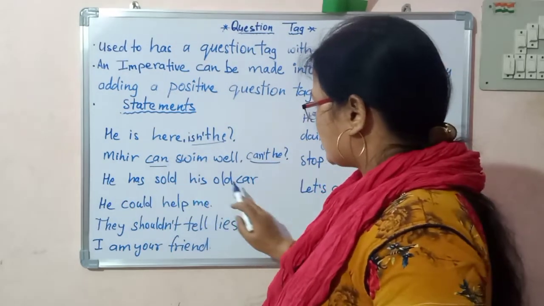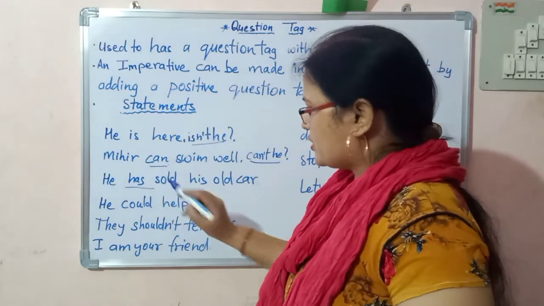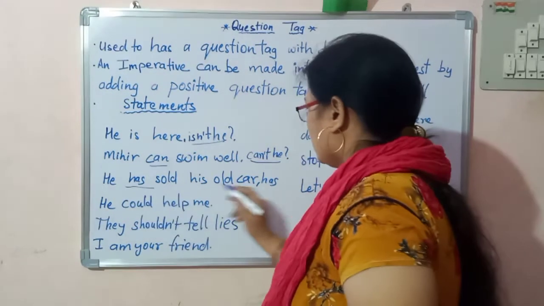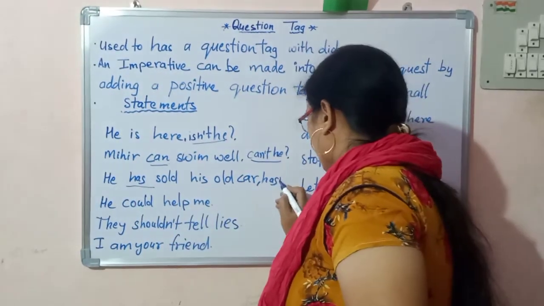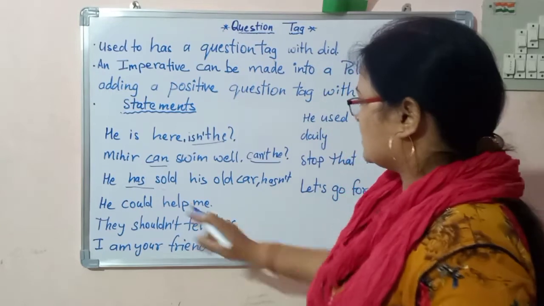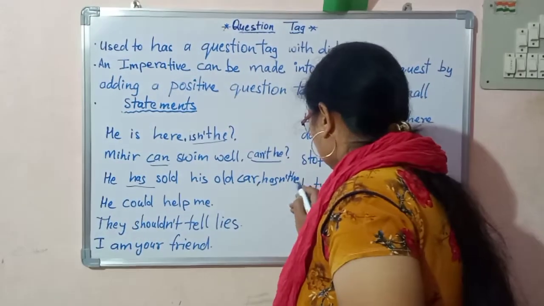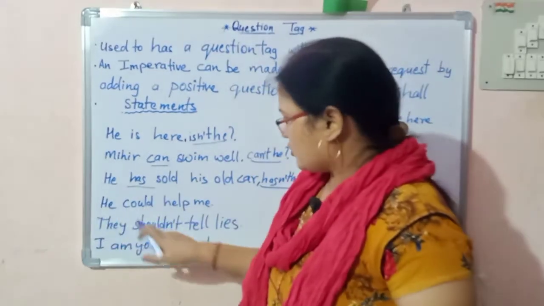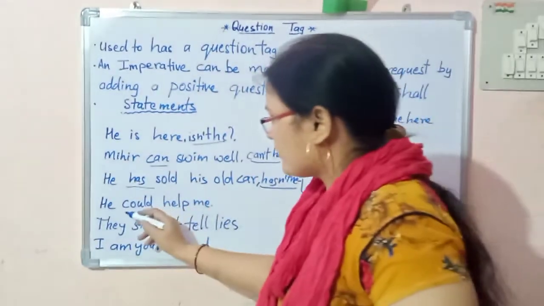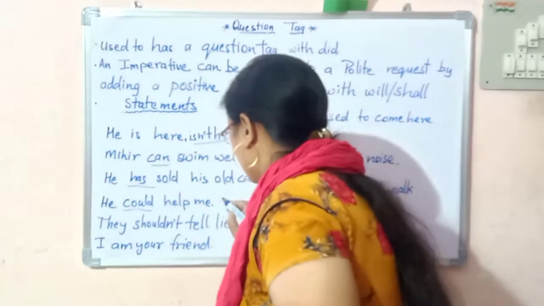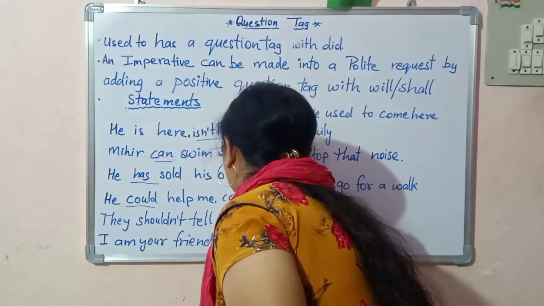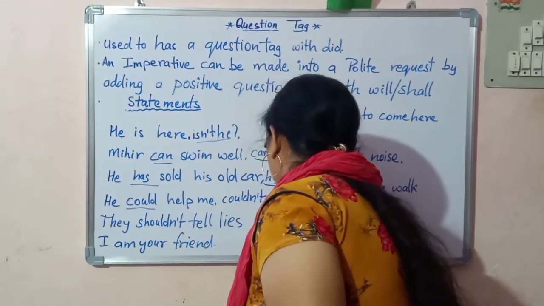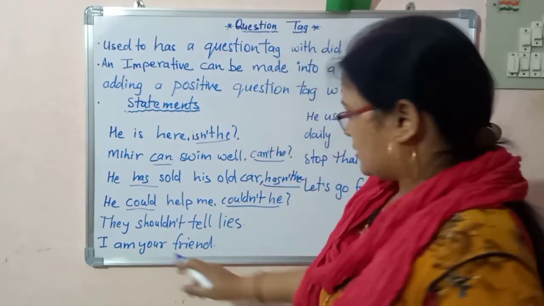He has sold his old car. Statement positive, helping verb has, and statement positive, tag should be negative. Hasn't he? Next, he could help me. Here statement positive, helping verb could. So we will write couldn't. Couldn't he? Question mark at the end.